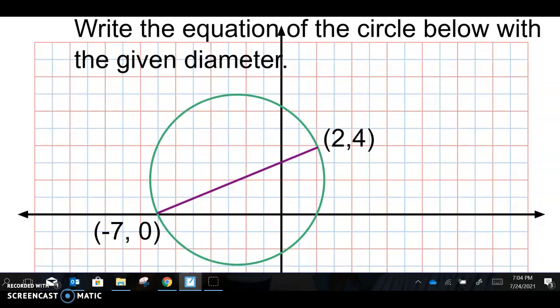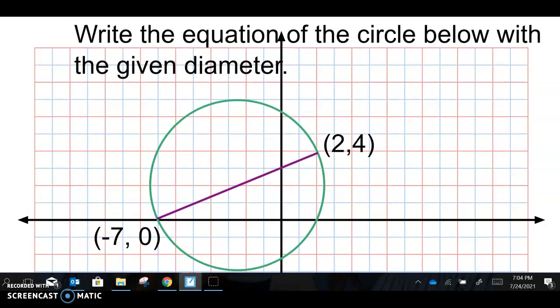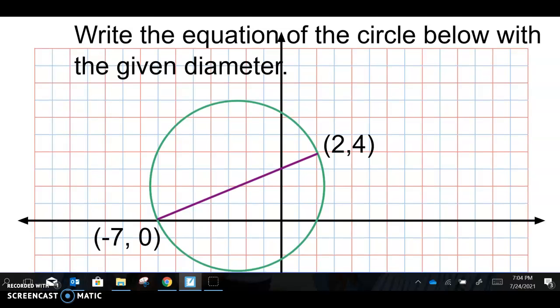Okay, the equation of the circle below, write the equation with the given diameter. What we have to do here, guys, to write an equation of a circle, remember you need two things. You need the center, which we call (h, k), the XY coordinate of the center, and the radius. Like the center's around here, I'm just eyeballing it, and this distance is the radius. Okay, we need those two things.